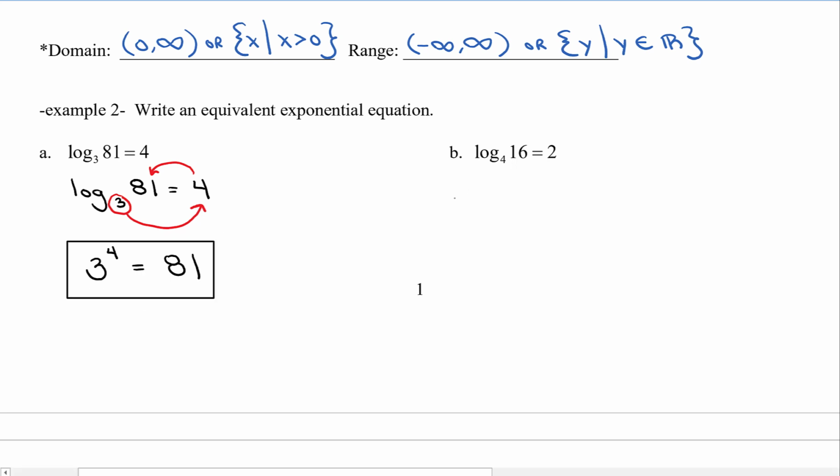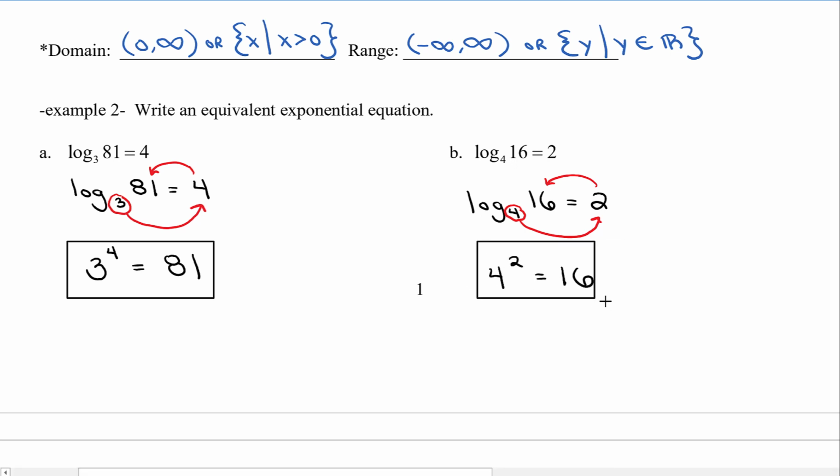For 2b, it says log base 4 of 16 equals 2. I'm just going to rewrite that whole logarithm. I'm going to circle the 4, which is the base, point it towards the 2, and then point the 2 towards the 16, which to me reads as 4 raised to the 2nd power equals 16, and I'm going to box that in. And that's going to be our answer for 2b.